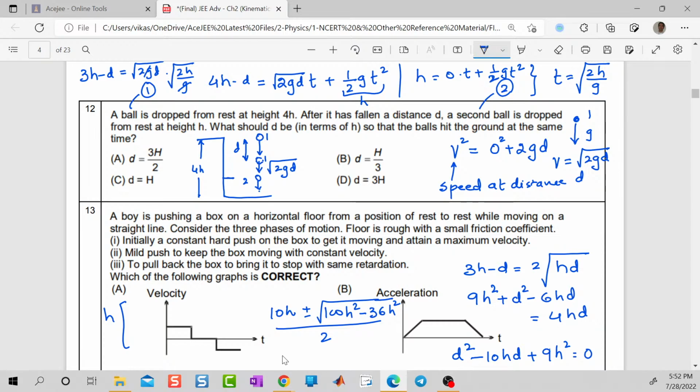If there is no problem there, then have I overlooked something in the equations? So this becomes 9h square plus d square minus 6hd is equal to 4hd. So then d square minus 10hd plus 9h square is 0. So b square is 100 square minus 4ac, 36, then it looks like there's a problem there. Now something is amiss. What is missing here?